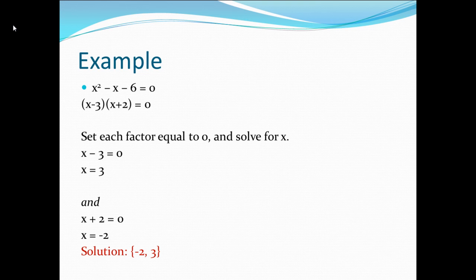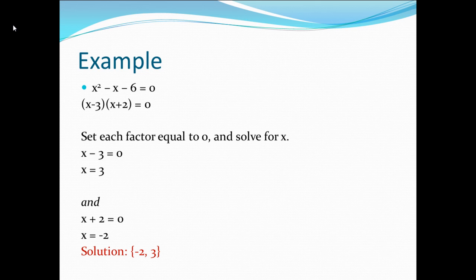Be sure to always go back and multiply the factors to make sure that you get your original quadratic. Then we set each factor equal to 0. X minus 3 equals 0. To solve for x here, we're going to add 3 to both sides, and x is equal to 3.